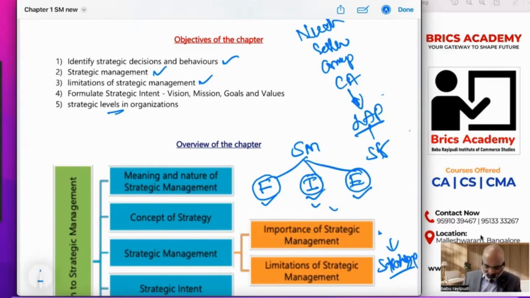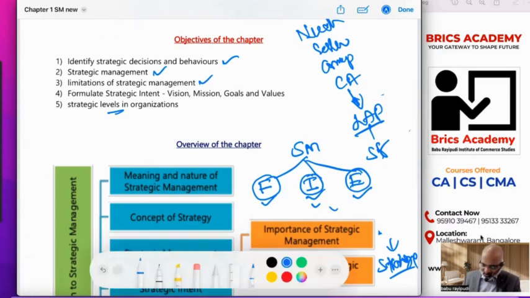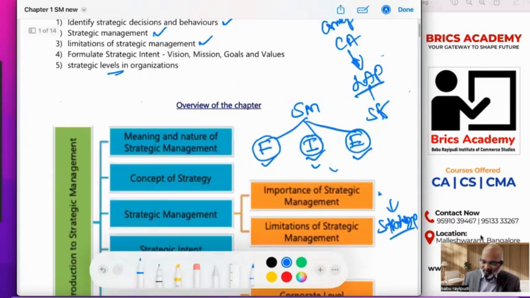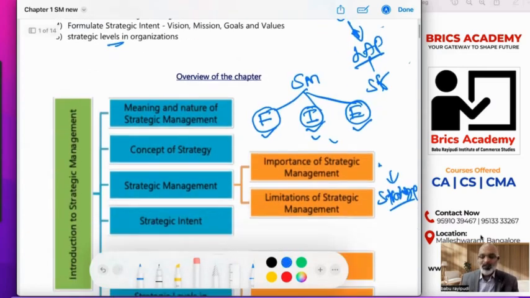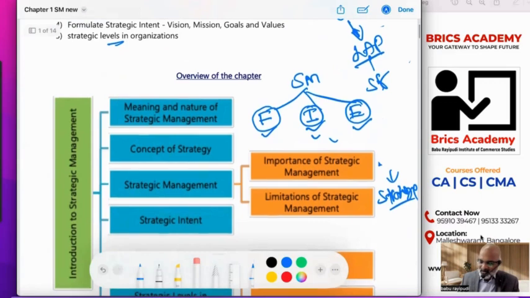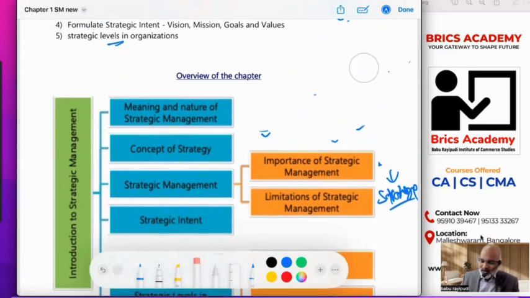Together, we call it strategic management in general. Is my point clear? Yes or no? So overall, first of all, what is the title? Strategic management.